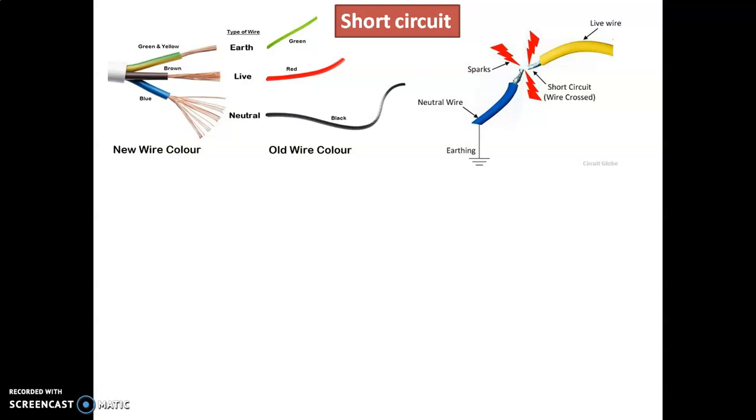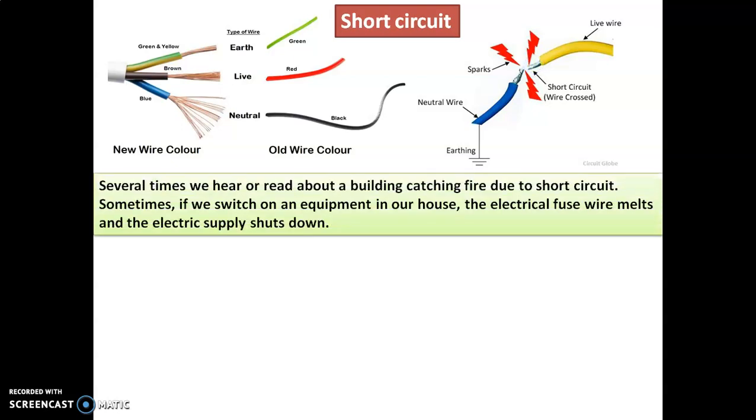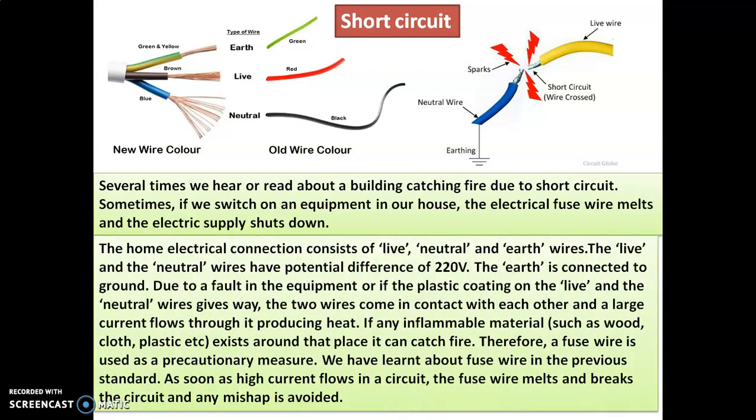Okay, so this kind of wires you must have seen at home. Several times we hear about buildings catching fire due to short circuiting. Sometimes if we switch on an electrical equipment in a house, the electrical fuse wire melts and the electrical supply shuts down. Let's see what is the reason behind it.